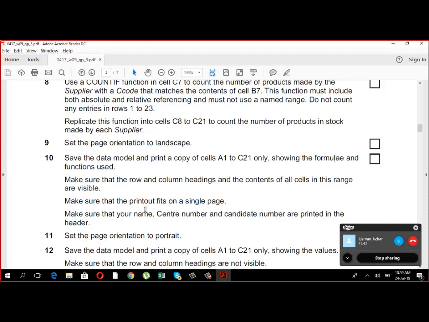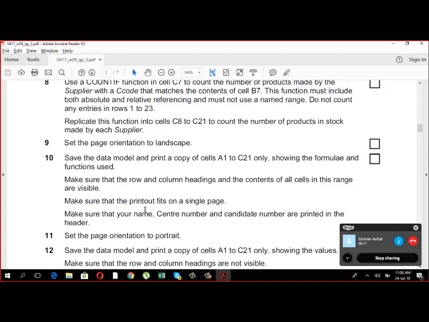Can you read point number 10? We have to print the cells from A1 to C21, showing also the formulas and functions. We have to select Show Formulas, exactly. Make sure that the row and column headings and the contents of all cells in this range are visible.